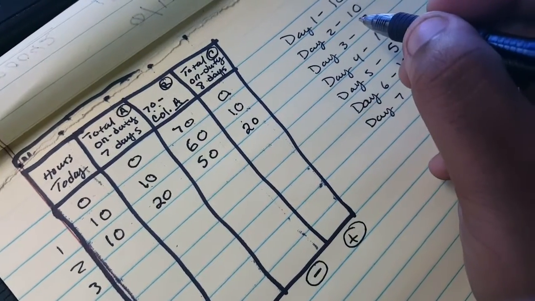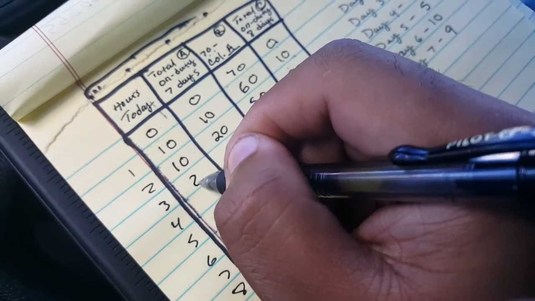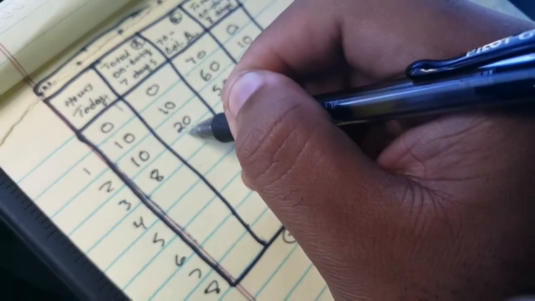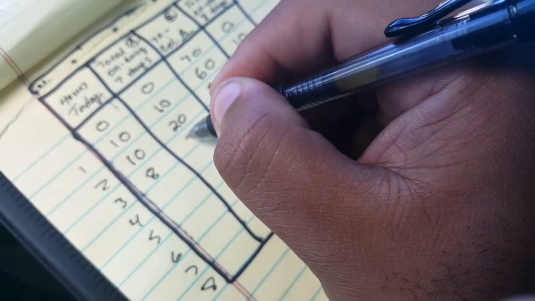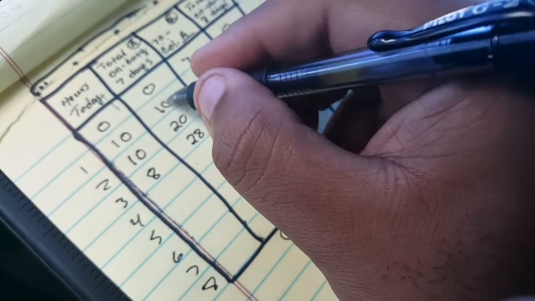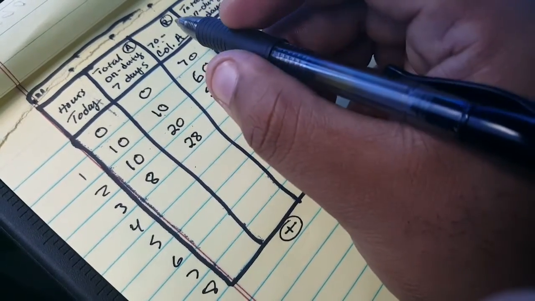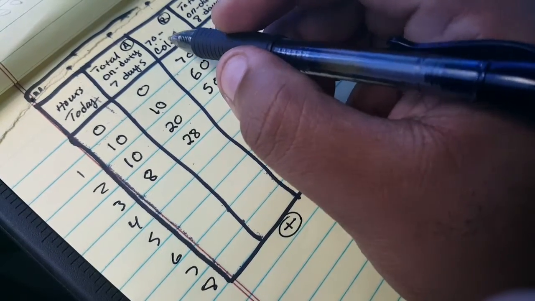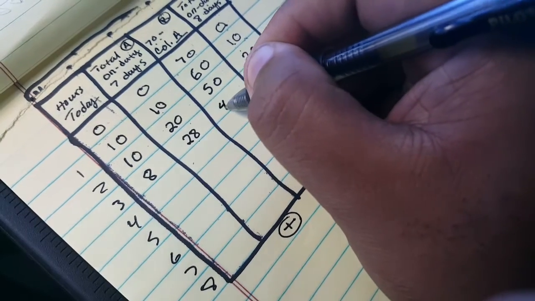So now day 3, we worked 8 hours. We have a total of 20 plus 8, which is 28 hours for the last 7 days. And now we're going to subtract the 28 from the 70, and that's going to give us a whopping 42.